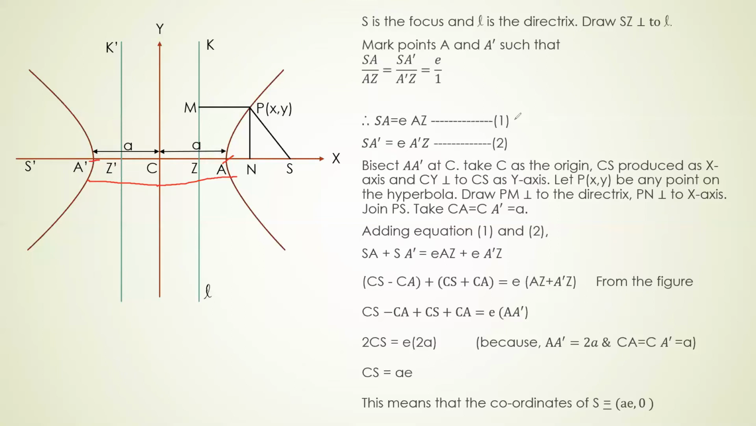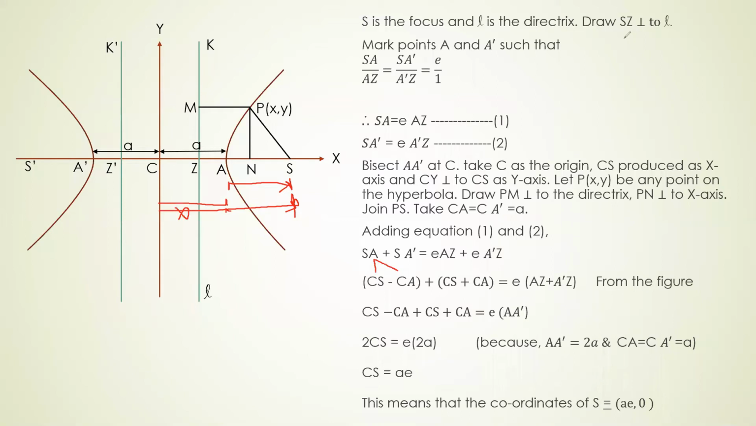Now adding equation number 1 and equation number 2, what we get is SA plus SA dash on the left hand side, and on the right hand side, E into AZ plus E into A dash Z. Now, how much is SA? This is my SA. If I remove this part from CS total, then I will get SA. So SA value will be equal to CS minus CA from the figure.